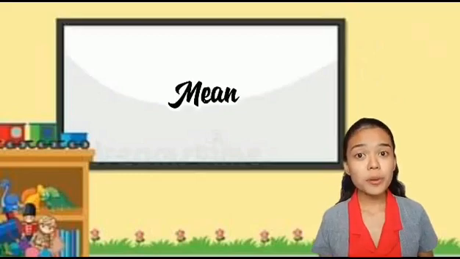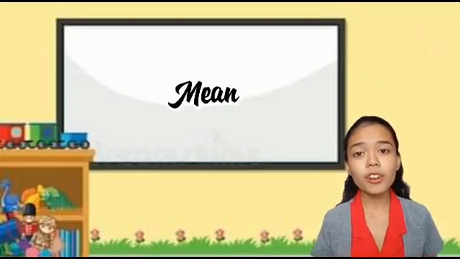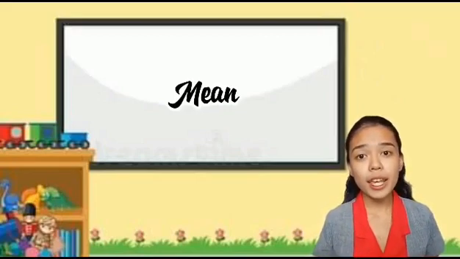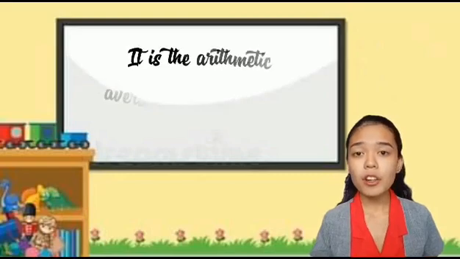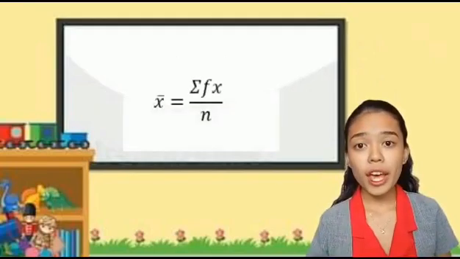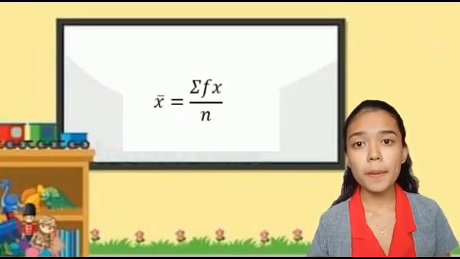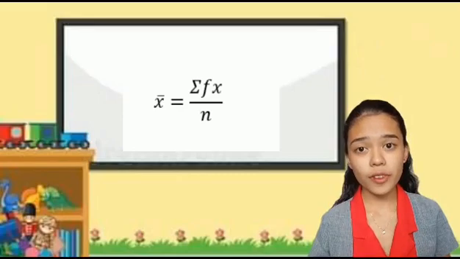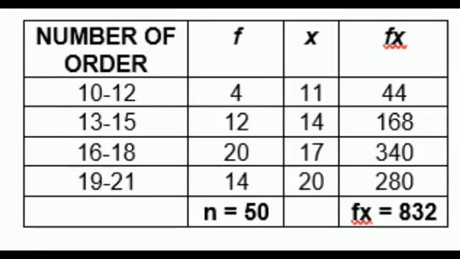Now let's start with the mean. The mean may often be confused with median and mode. It is the arithmetic average of a set of values or distribution. In finding the mean, we have the formula: mean equals summation of x over n.